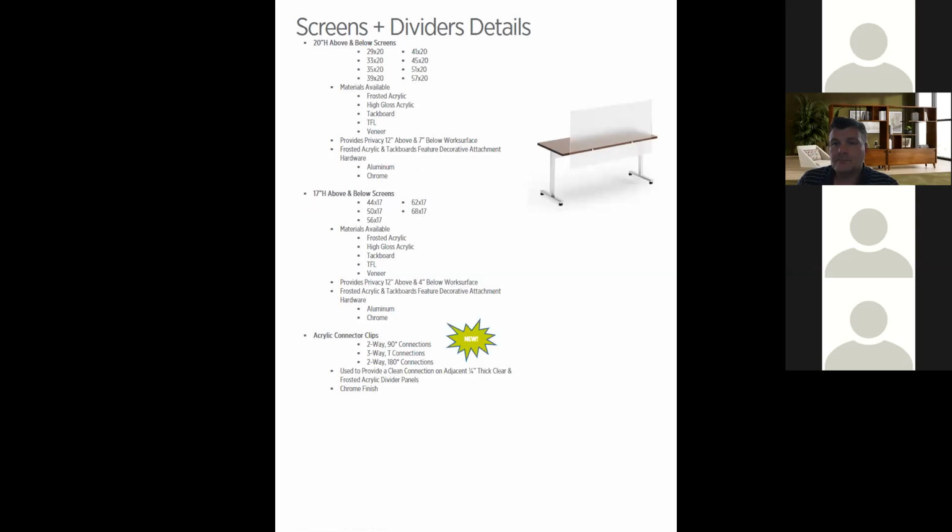The other thing that I want to point out is that the above and below screens are also available in more materials than the ones that are set on surface. You're going to see that high gloss acrylics, the TFL veneer, and then tack boards are going to be available dependent upon the height in those different materials.